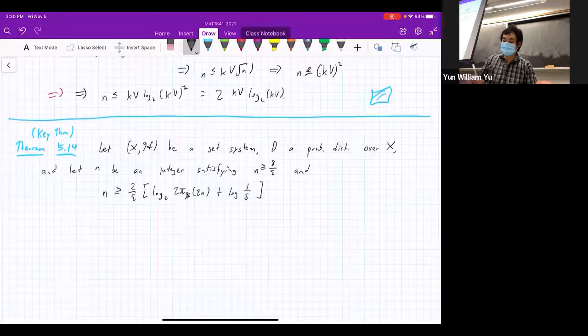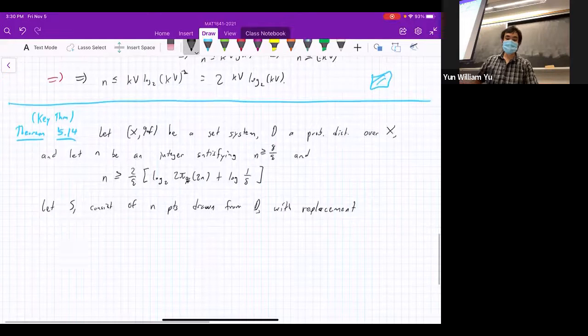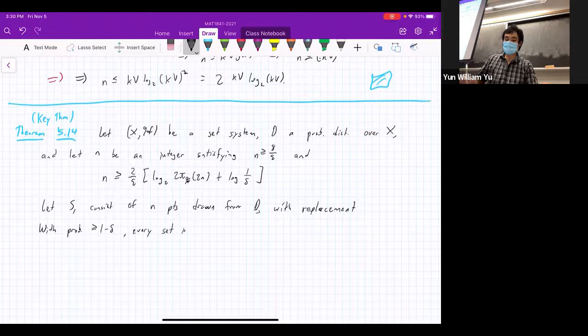So these are the conditions on n, and then we're going to let S1 consist of n points drawn from D, with replacement. Okay, so we have some probability distribution, and we're picking balls out of this bin, this probability distribution D, with replacement. And then our claim is with probability at least 1 minus delta, every set in H of probability mass greater than epsilon intersects S1.